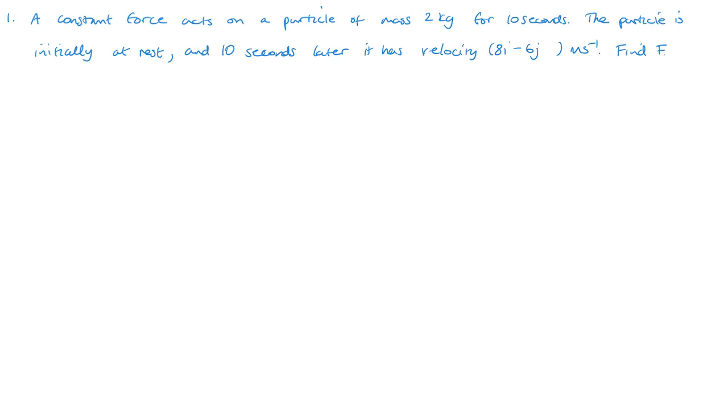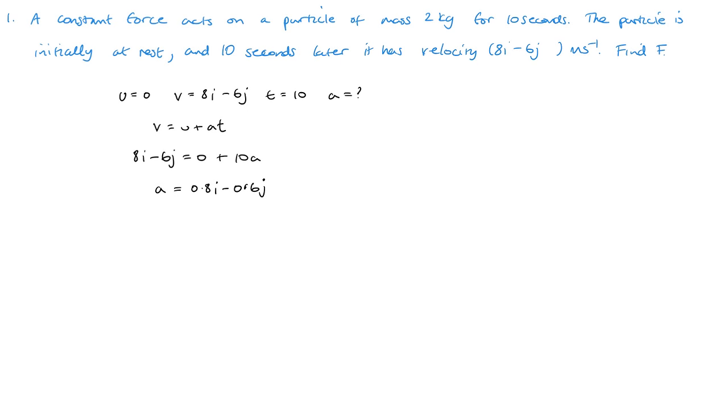So here we have a similar question to the last example. So the particle is initially at rest. 10 seconds later has a velocity of 8i minus 6j. t equals 10 and a we want to find. So v equals u plus at. 8i minus 6j equals 0 plus 10a. So a is dividing this by 10, so 0.8i minus 0.6j.